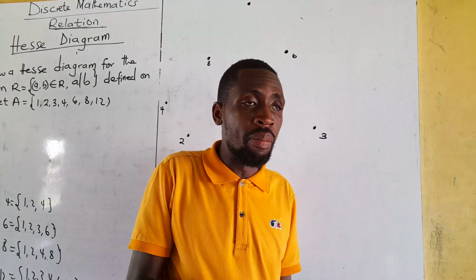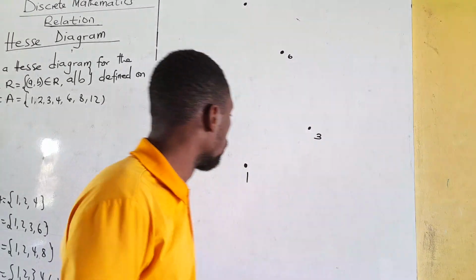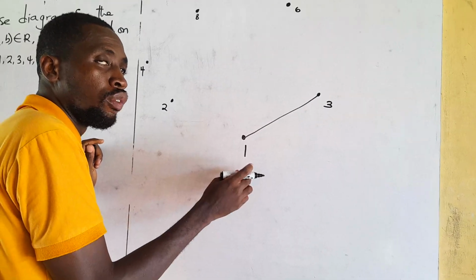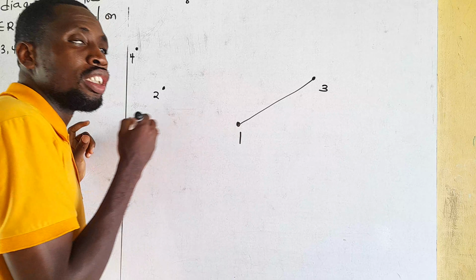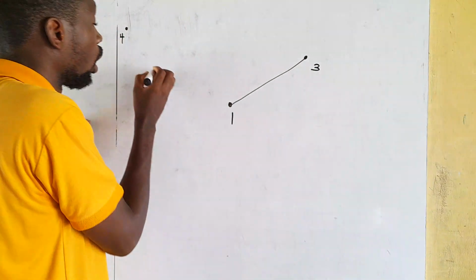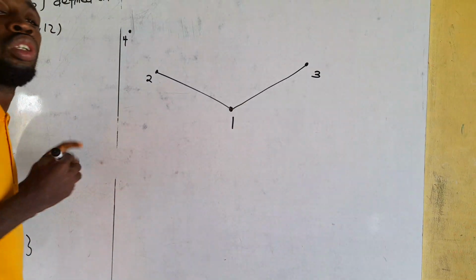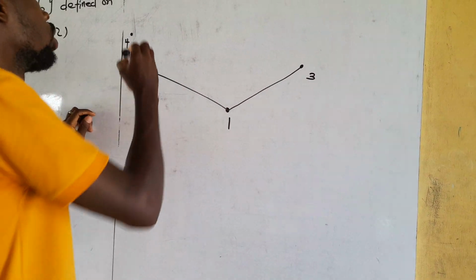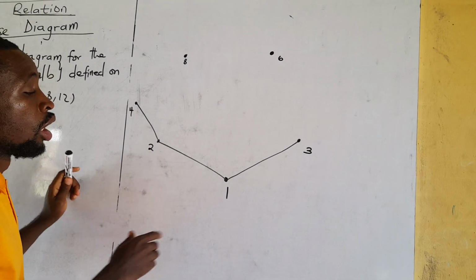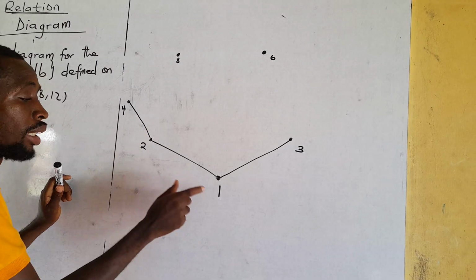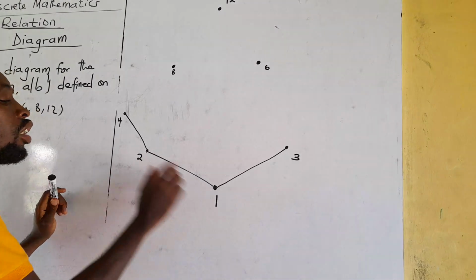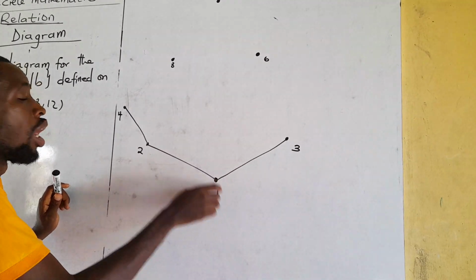other because that element is a factor of the other. So you see that 1 is a factor of 3. You know, 1 is a factor of itself. But we can't have a self-loop because the Hasse diagram says we should eliminate the reflexive property. So 1 is a factor of 3. 1 is also a factor of 2. Then 2 is a factor of 4. I hope you get that. 1 is also a factor of 4. But since 1 is already connected to 2 and 2 to 4, then we will not draw a line from 1 to 4.